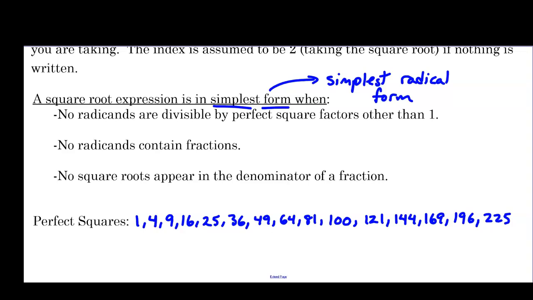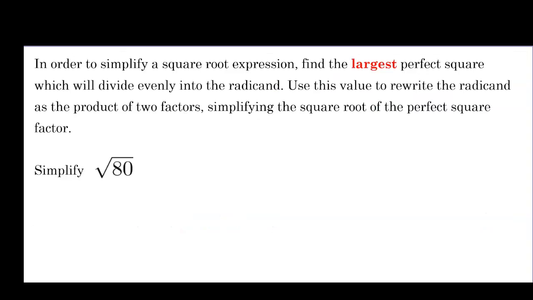So here are the first 15 perfect squares. Other than 1, these are the values we want to try to factor with. If we need a perfect square that is larger, hopefully it's one that we are familiar with or that would be obvious to us. So let's look at the process of simplifying now. In order to simplify a square root expression, we want to find the largest perfect square which will divide evenly into the radicand. We want to use this to rewrite the radicand as the product of 2 factors, the factor pair, and then we simplify the square root of the perfect square factor.